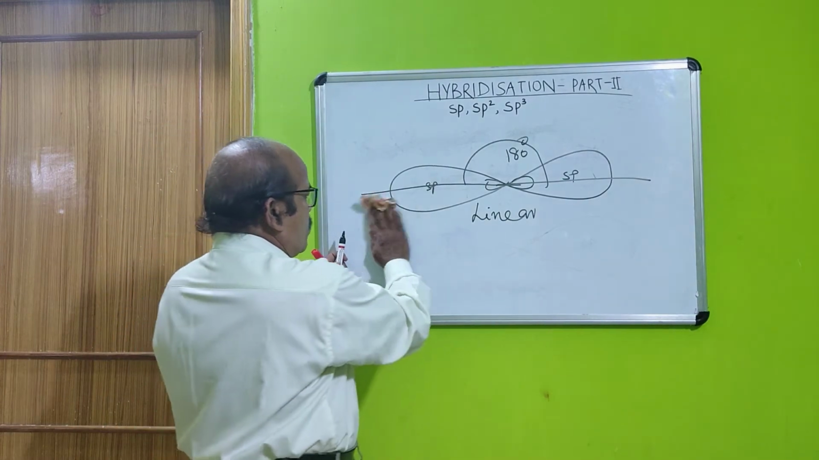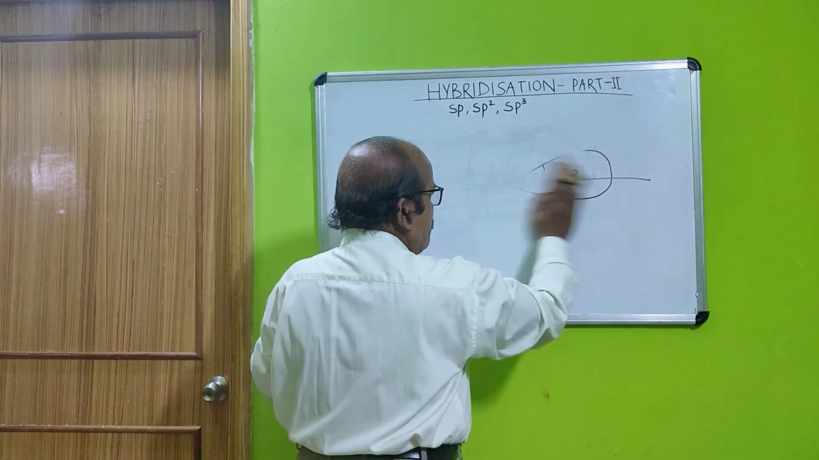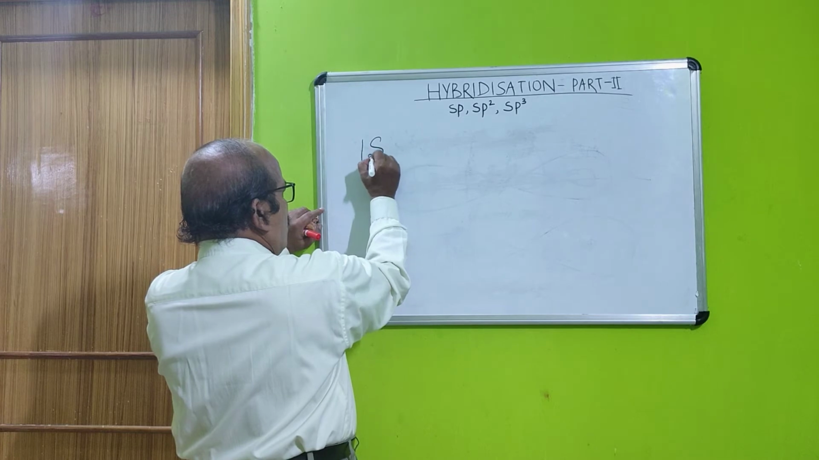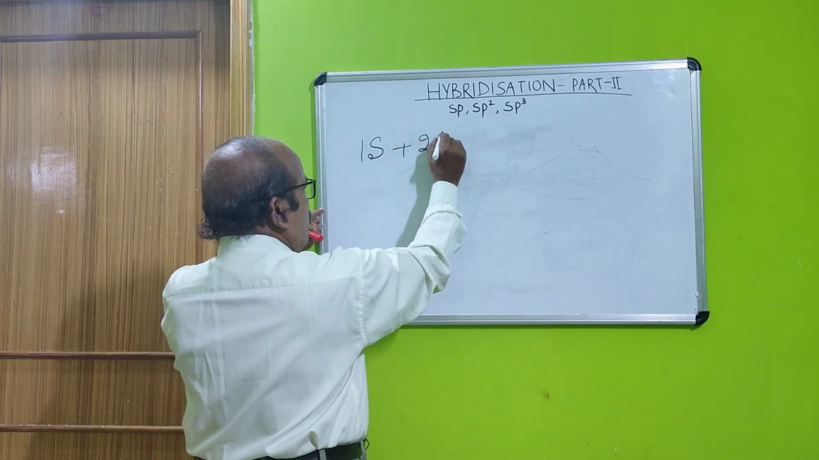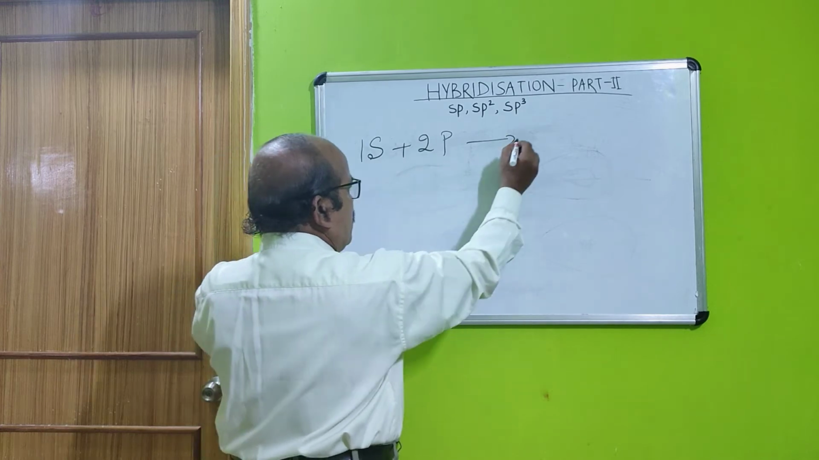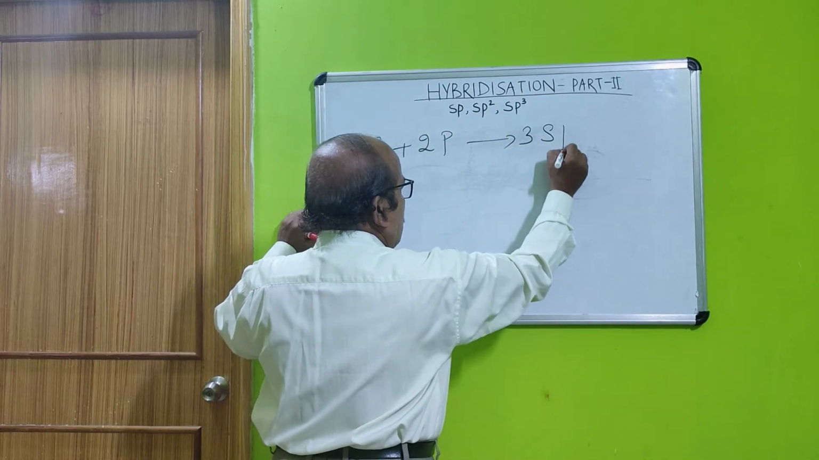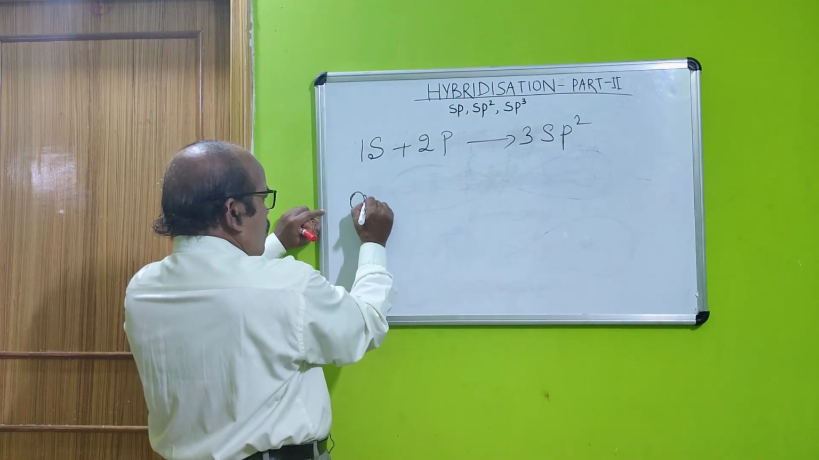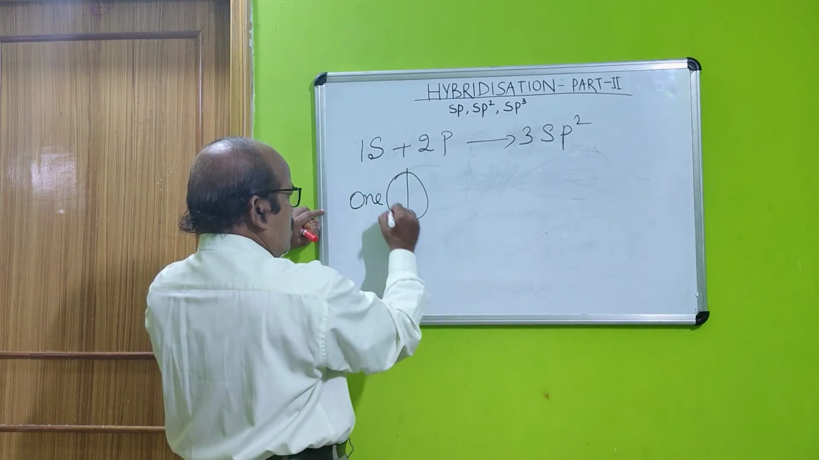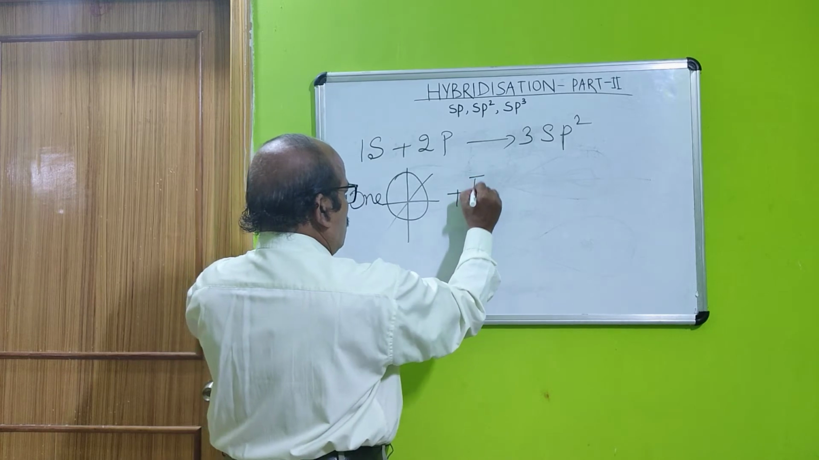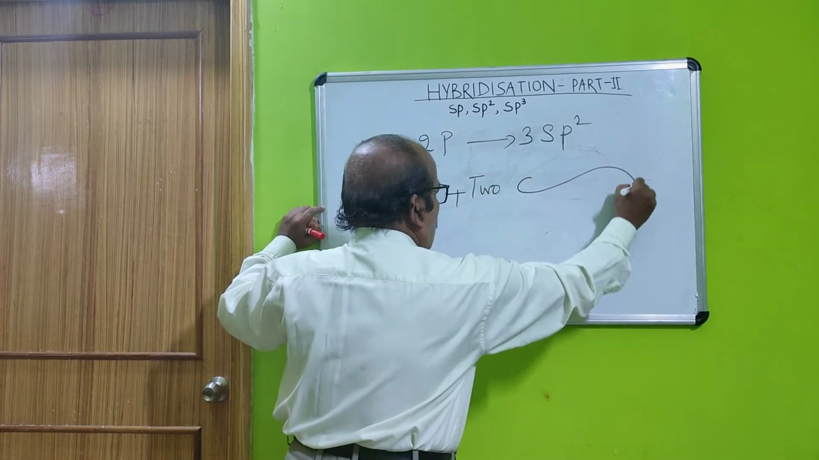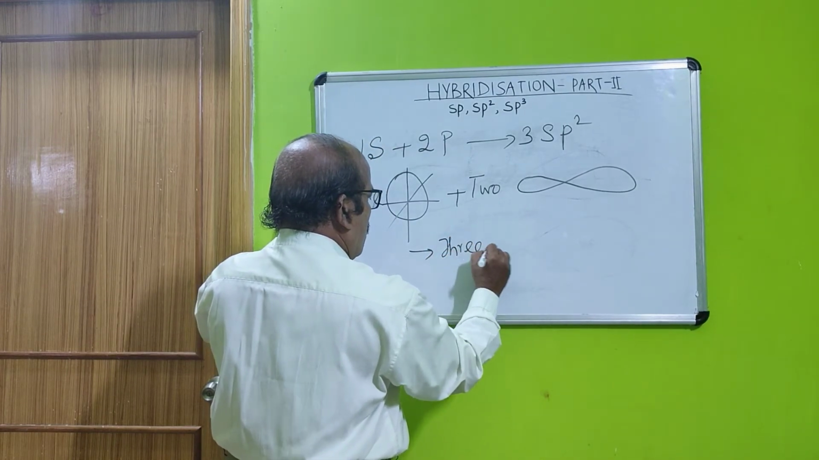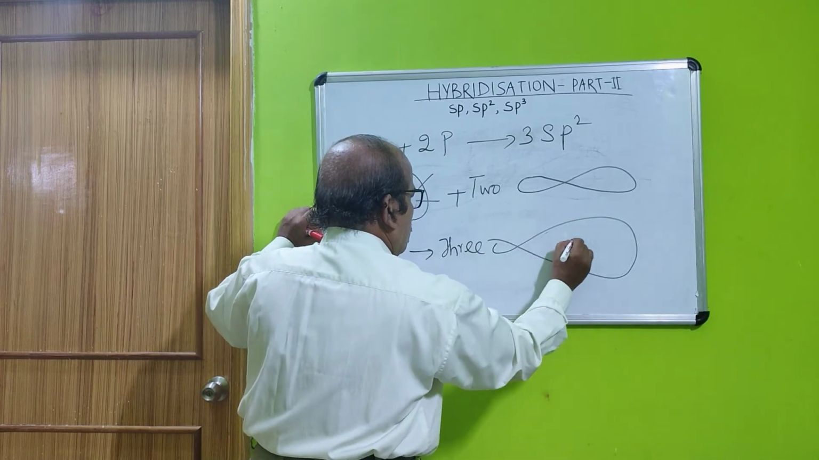Now I shall tell you sp2. When 1s will combine with 2p, the product, 1 plus 2 is 3, is sp2. Or 1s will combine with 2p, the product is 3 sp2.